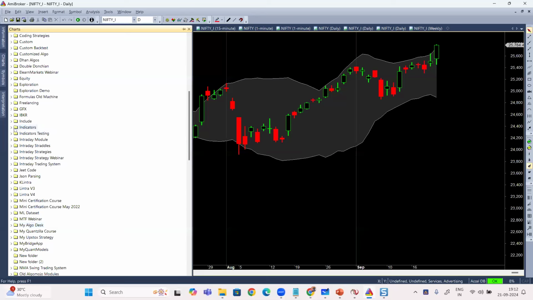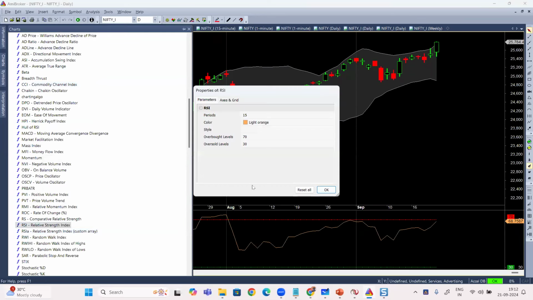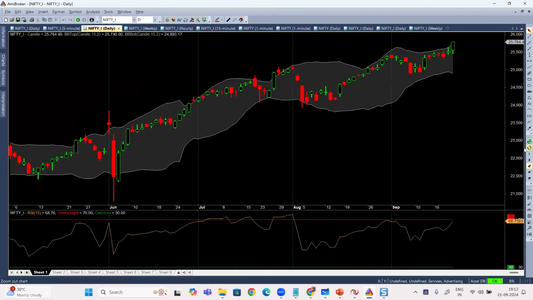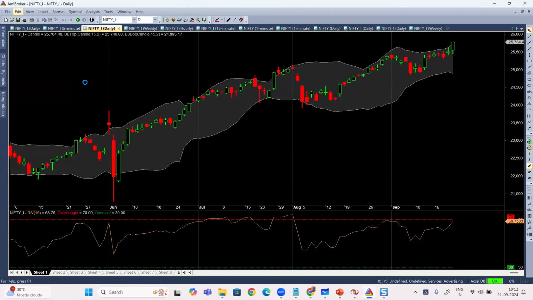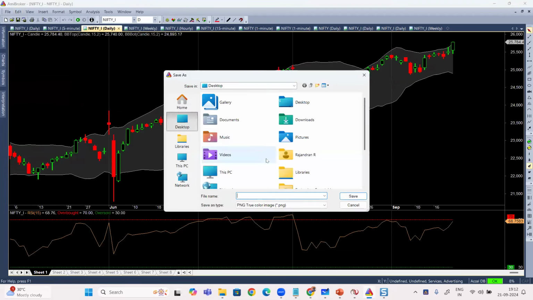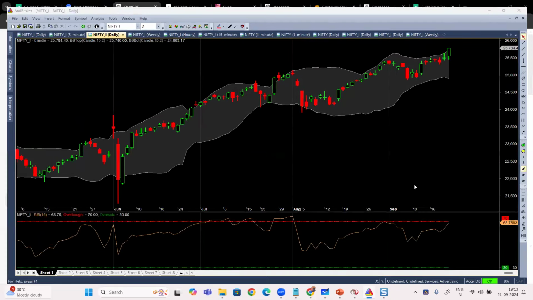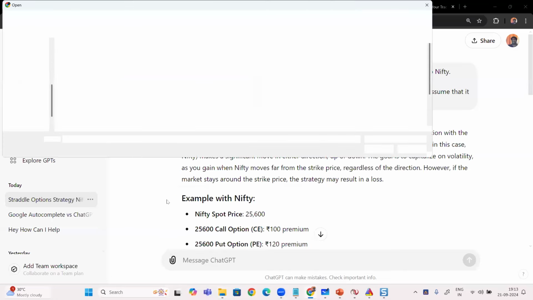So I'll go to indicators. I'll go to RSI. Yeah, so we have this. Just export the image here. I'm going to save this image to the desktop. I'll say Nifty daily charts. Now I can feed this image as an input to the model. Let's say I'm just going to feed this image as an input to the model.